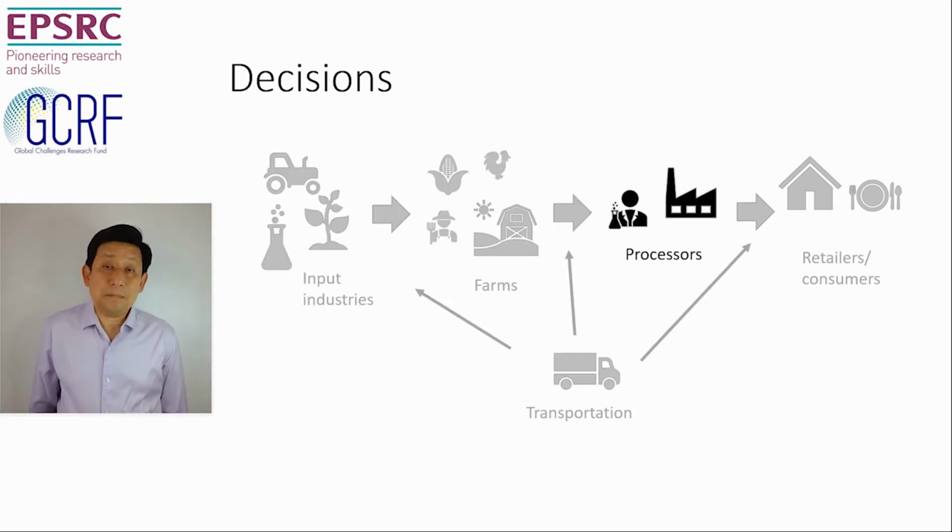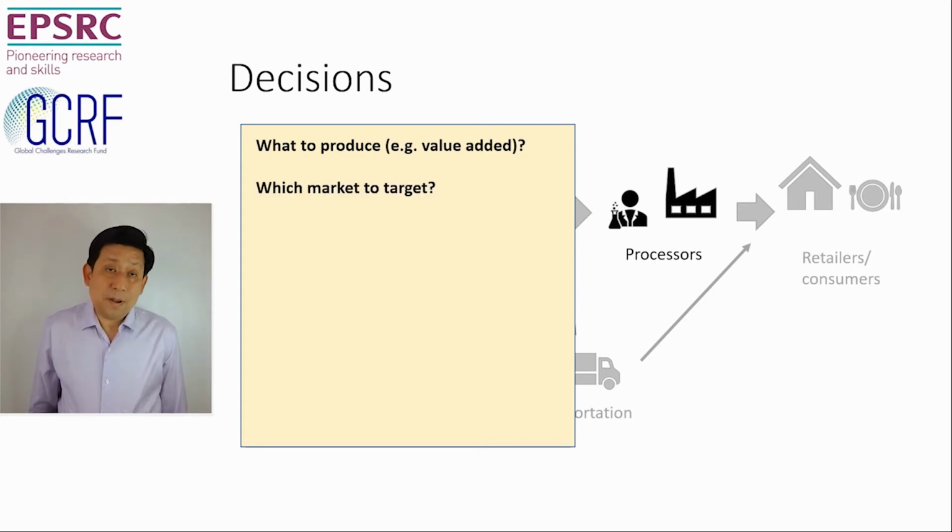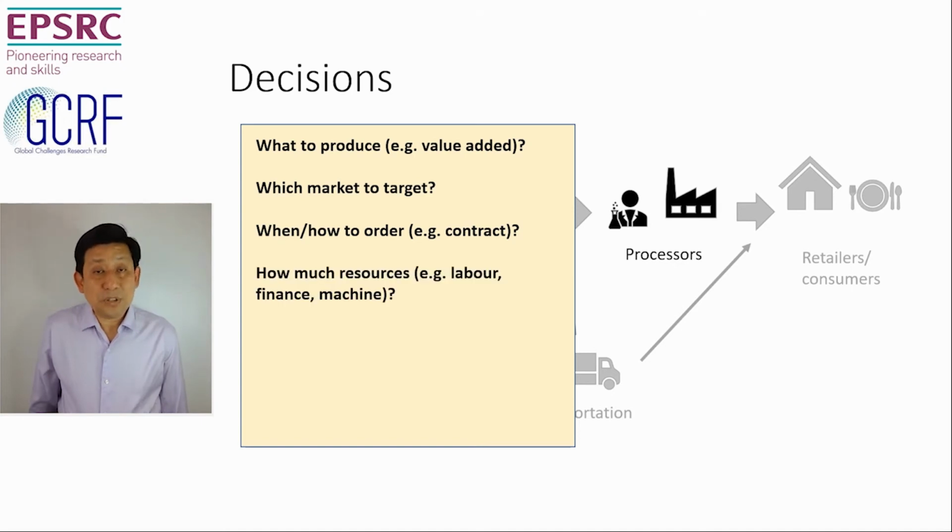Now, if you look at the processors, it's the same. They also have to make some decisions. It can be in the form of what to produce, what kind of value added I need to put in. So for example, for the same oranges, I can make several types of orange juice. Which market to target, when and how to order, do I need to design contracts with the farmers, and what kind of contracts are suitable? How many resources do I need?